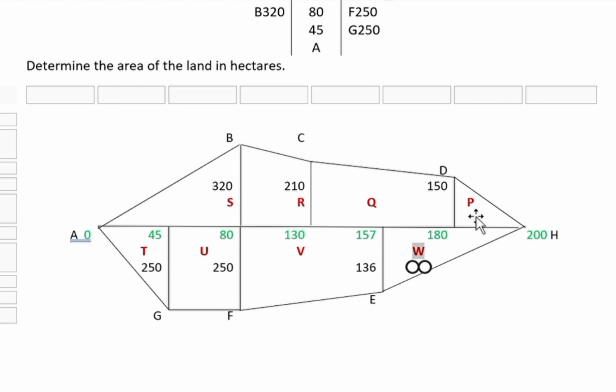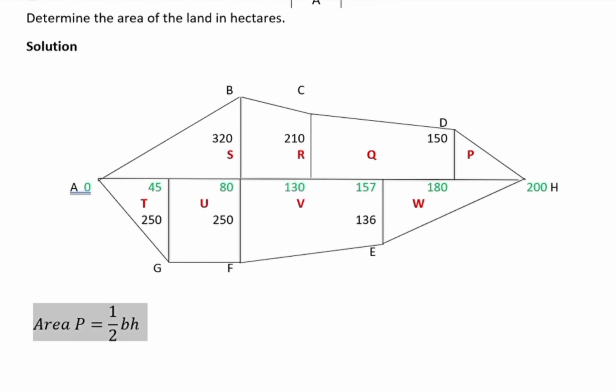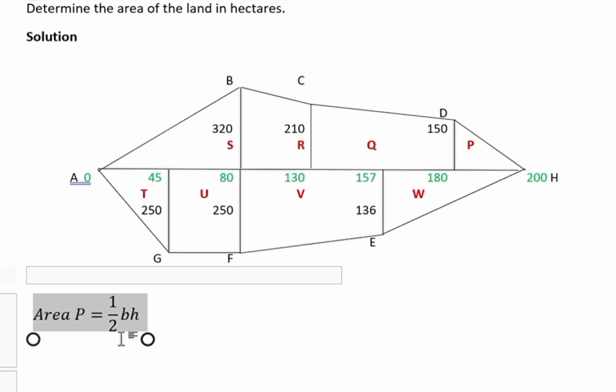Starting with plane P, this is a triangle. So we shall say area of P will be half base times height, because that's the formula for finding the area of a triangle.